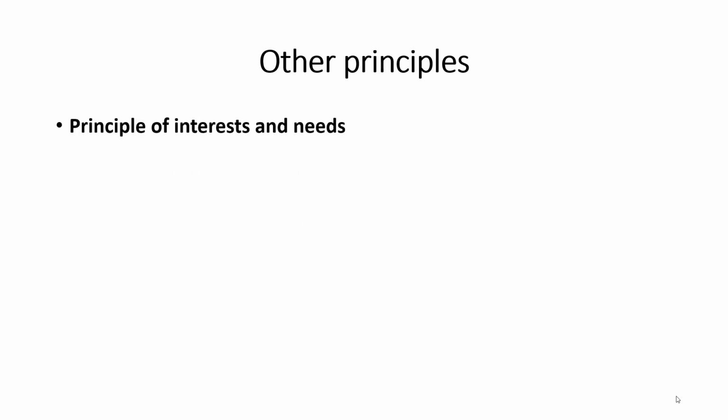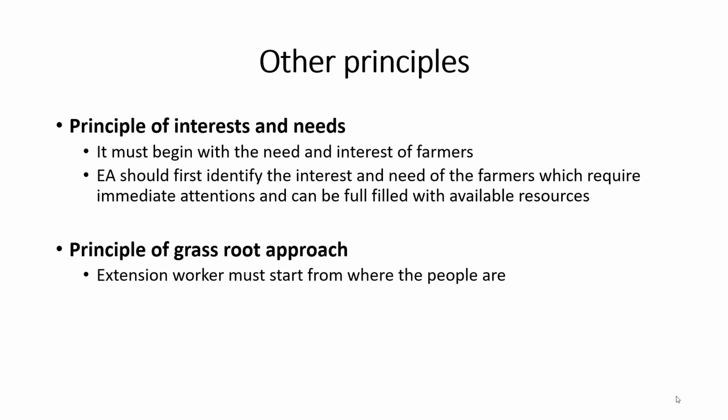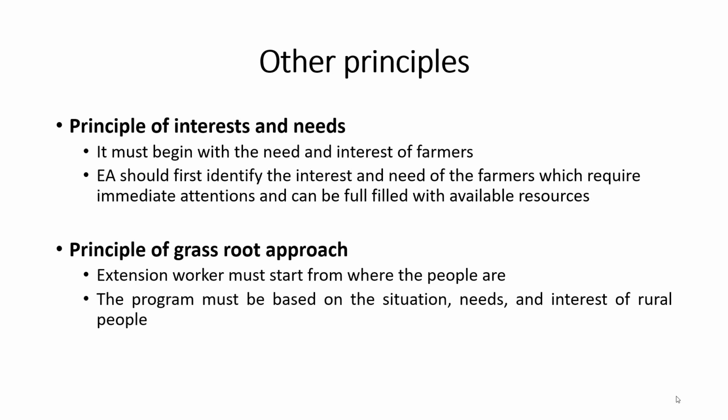Principle of interest and need. It must begin with the need and interest of the farmers. The EA should first identify the interest and need of the farmers, which require immediate attention and can be fulfilled with available resources. We have already seen that it is easier for the farmers to develop a sense of belonging or a sense of ownership of a project or a program if it is based on their interest and their needs. Principle of grassroots approach. Extension worker must start from where the people are, meaning the program must be based on the situation, needs, and interest of the rural people.